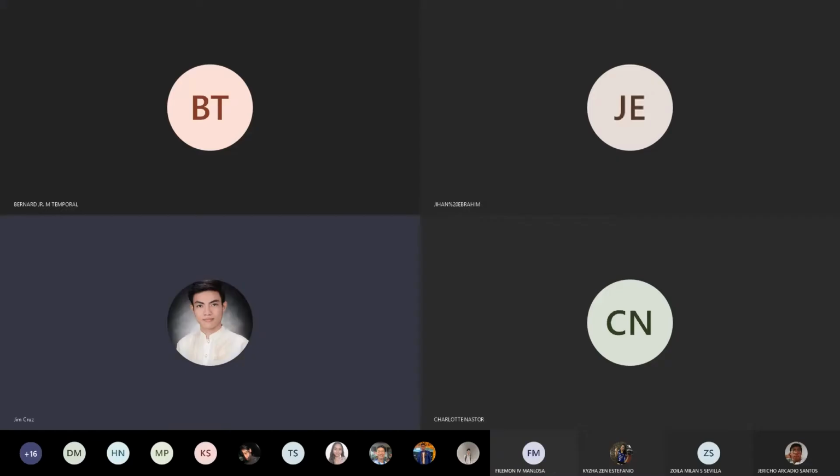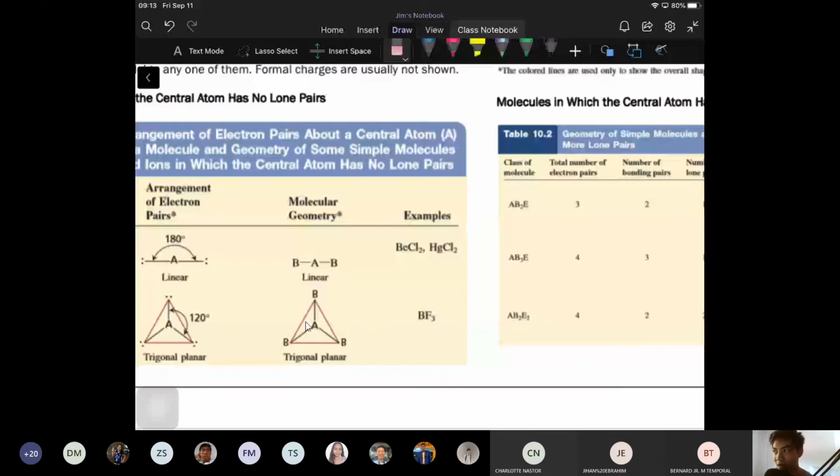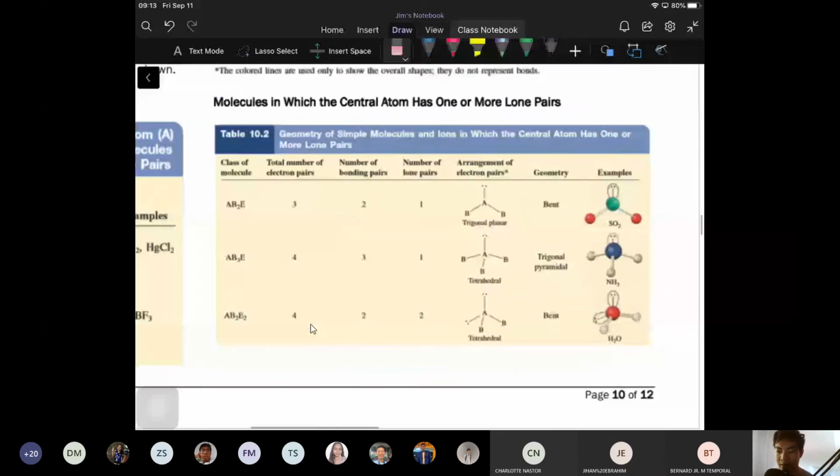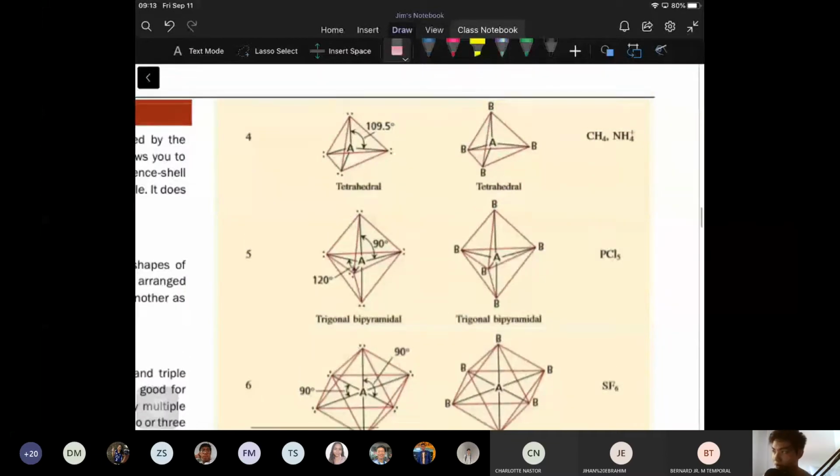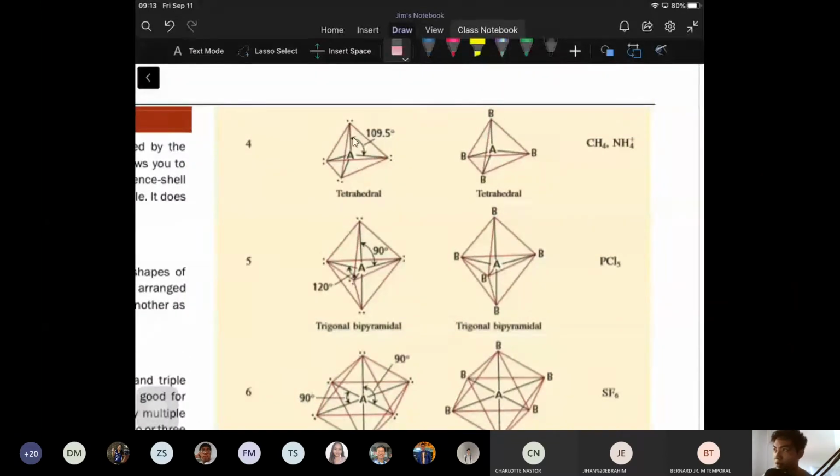Ginawa mo yung lone pair, magiging bent yan, di ba? Yung trigonal planar, pag ginawa mong lone pair, yung isa magiging bent na. Then, okay. So, sa 4, ano to? You have your tetrahedral. Pag yung isa dyan ginawa mong lone pair, you will have trigonal pyramidal. Pag yung isa ginawa mo pang lone pair, you will have bent na.